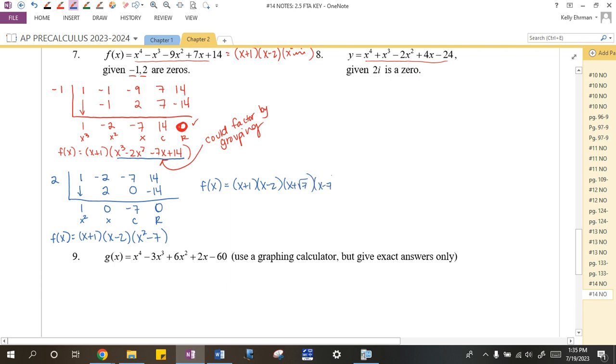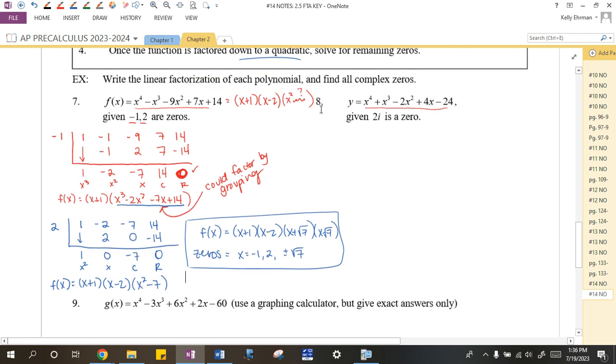And if you're not sure on that last piece, remember you can find the zeros and then go back and write the linear factorization. The zeros are x equals -1, 2, plus or minus radical 7. Remember to include the zeros, or however many zeros they gave you, as part of your answer.